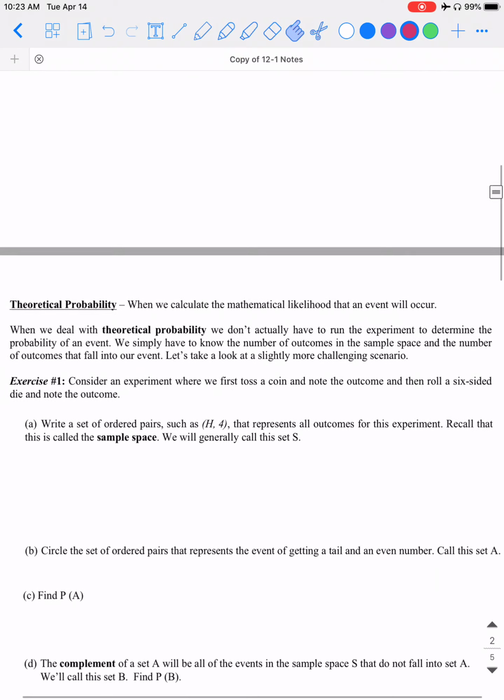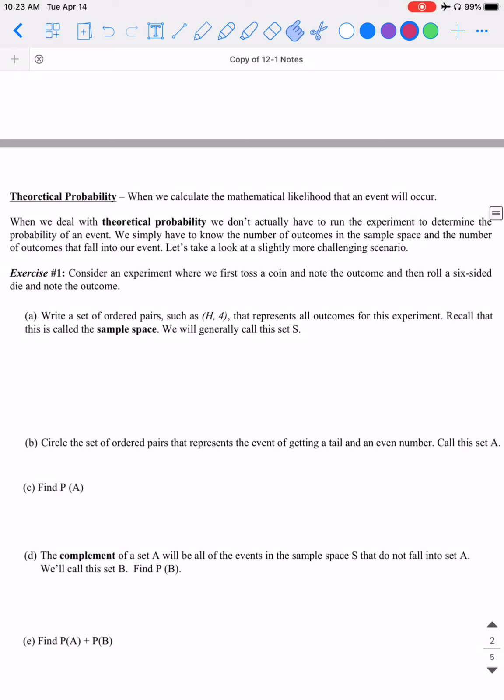So on this second page, we're going to start with theoretical probability. This is when we calculate the mathematical likelihood that an event will occur. So we don't need to actually run the experiment. We already know the number of outcomes in the sample space and what this experiment would look like without actually doing it. So if you look at the first example, we're talking about tossing a coin and rolling a single die. So we don't need to sit there and actually do this. We know what the outcomes would be.